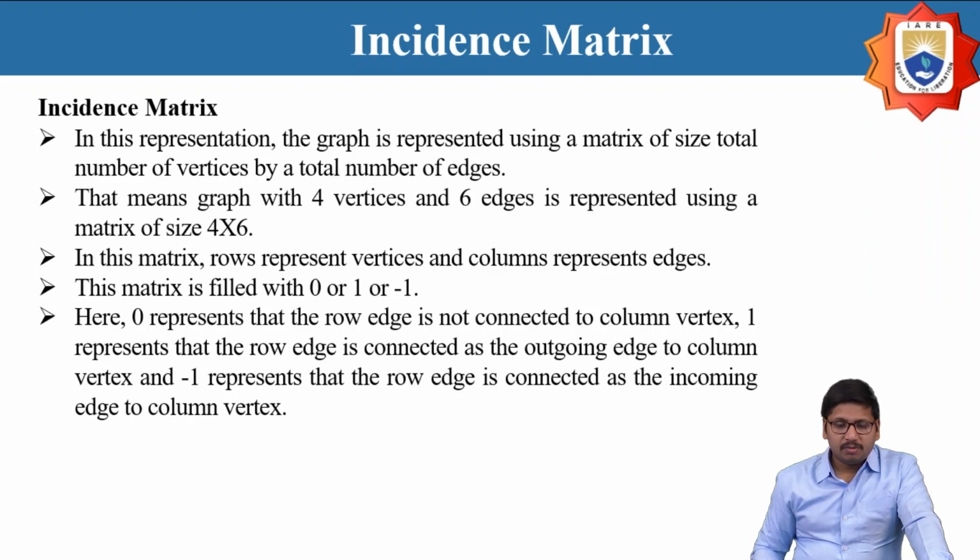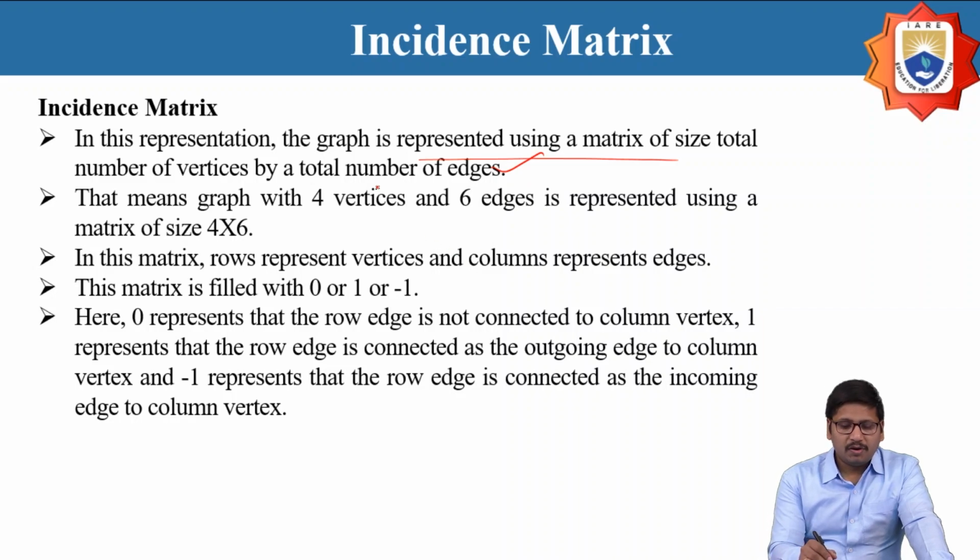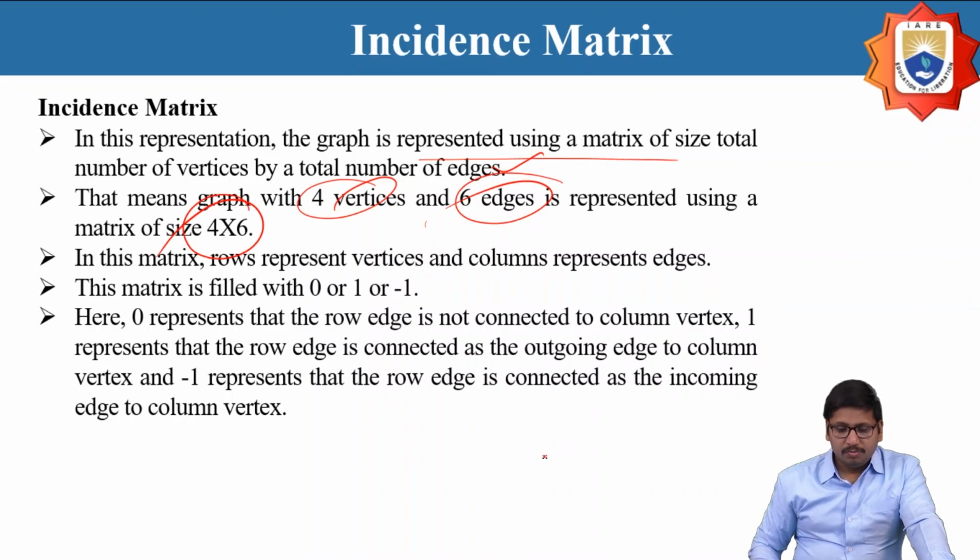Incidence matrix means that in this representation, the graph is going to be represented by use of a matrix whose size should be equal to the total number of vertices by the total number of edges. That means if the graph has 4 vertices and 6 edges, the matrix size will be 4 by 6. Okay, so let me show that.